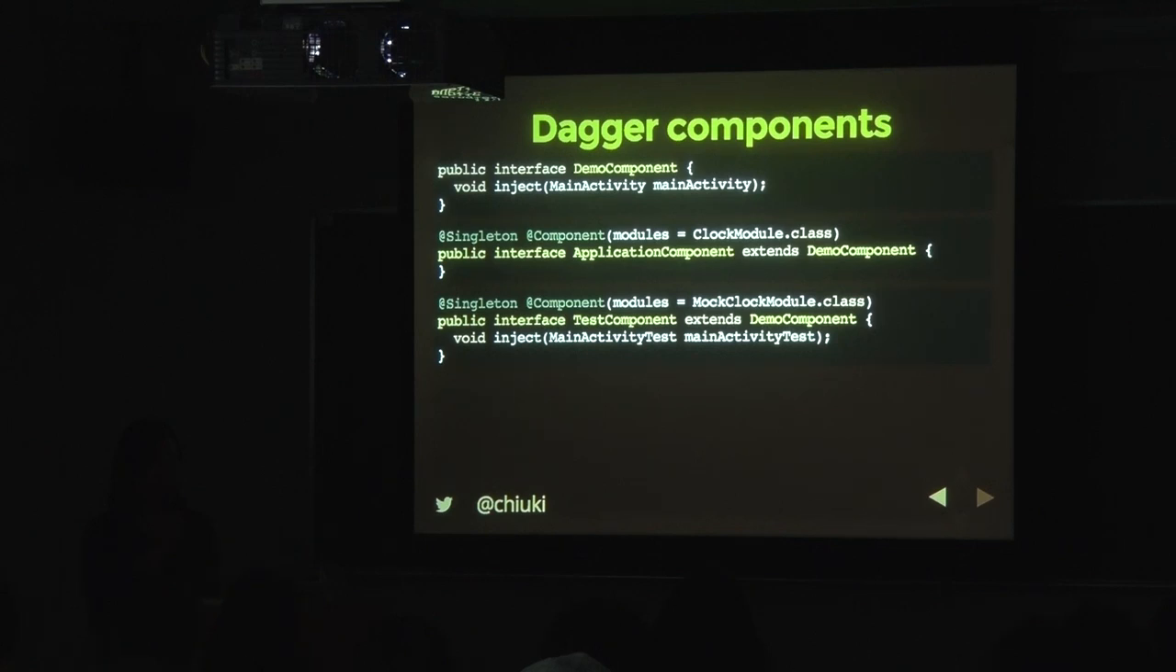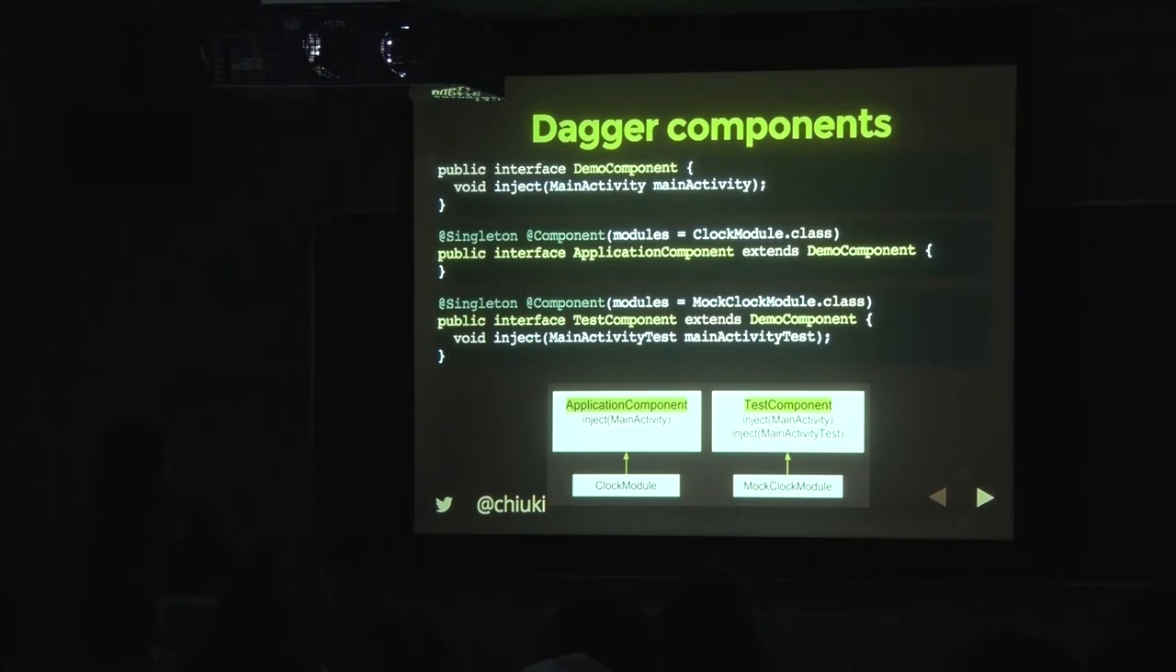So in this particular case, even though the body is empty, because it extends demo component, the application component is able to inject into the main activity. And then we also need to specify the test component, which in addition to injecting into the main activity, we also need to inject into the main activity test. And in this particular case, we are going to be using the mock clock module. I made a little diagram so that you can see it easier. So the application component will have a clock module, and the test component will have the mock clock module.